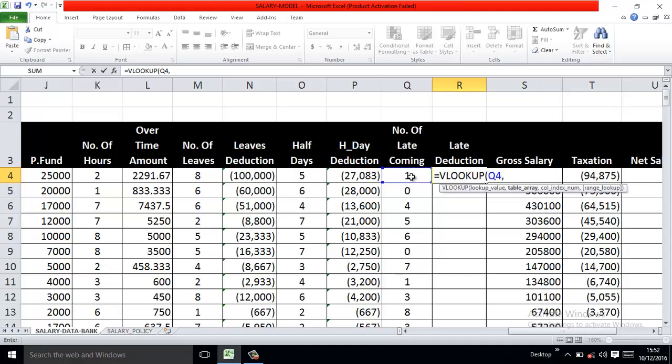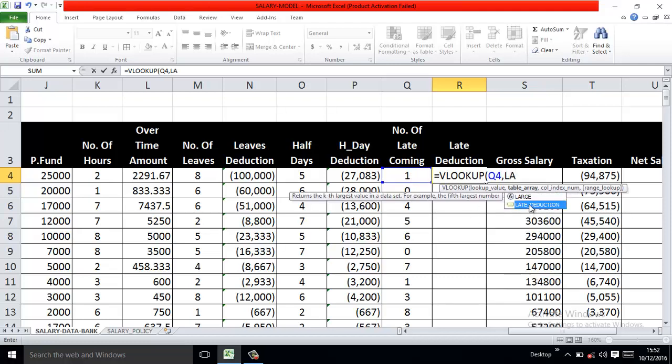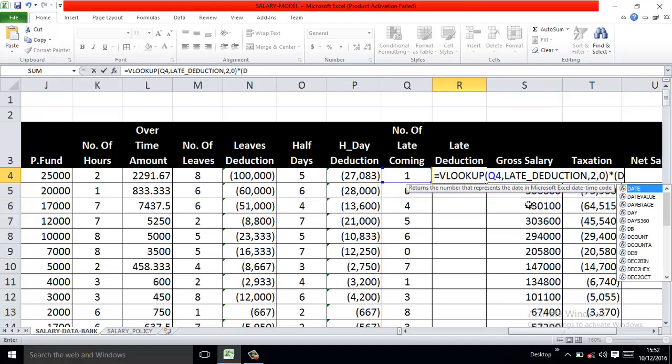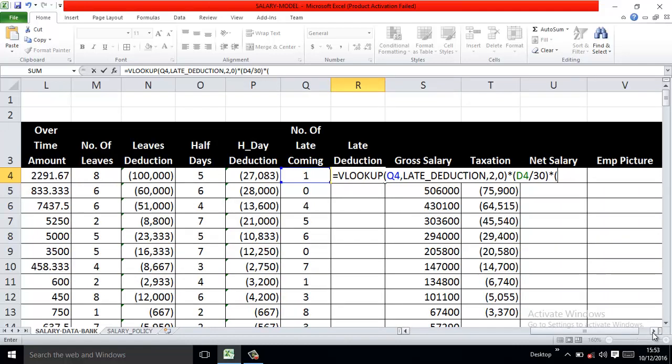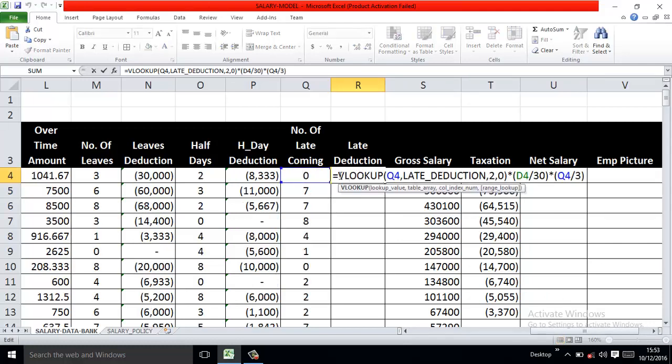Looking this value up in the late deductions table, calling reference 2, and then I multiply this with the basic salary divided by 30. This is further multiplied by the number of late comings. In this case we are dividing by 3 because the policy is of 3. Okay, we got this. Not applicable.